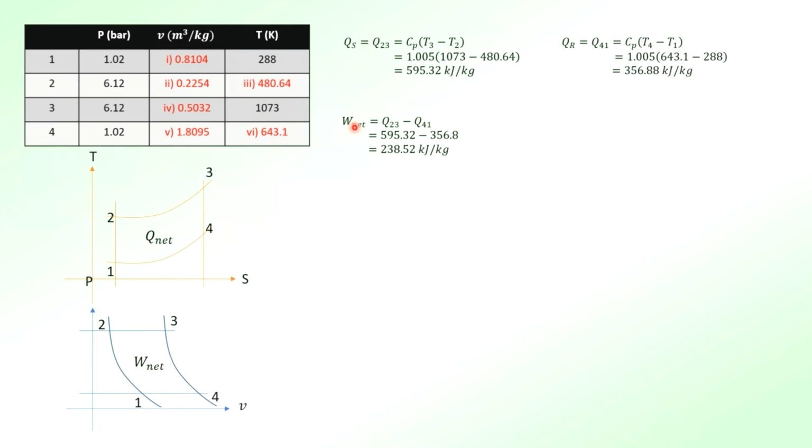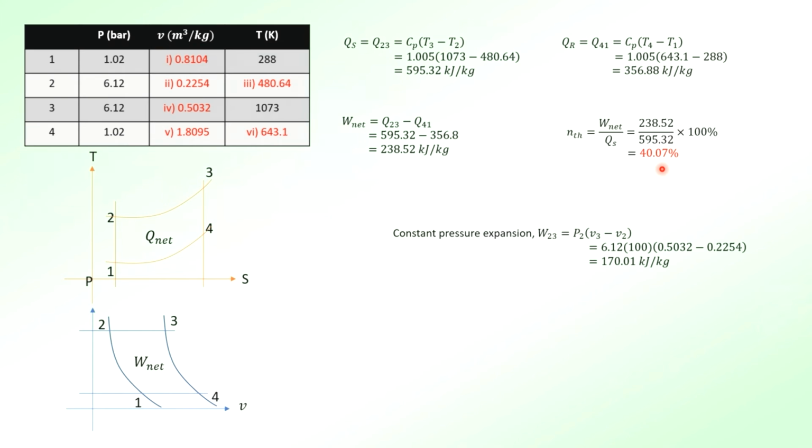So then you can find the net work out by taking heat supply minus heat rejected. So that is 238.52. Then after that, you can find the thermal efficiency by taking net work out over heat supply. Okay, so that is the thermal efficiency. So that is the constant pressure work. Okay, constant pressure work. So that means 2 to 3.